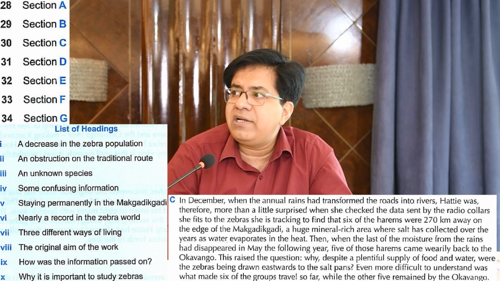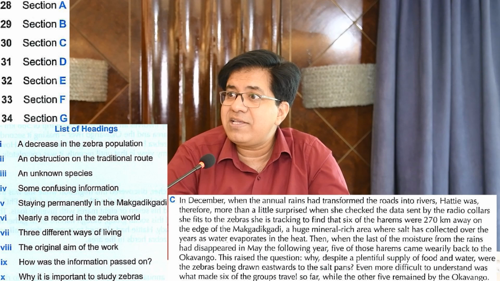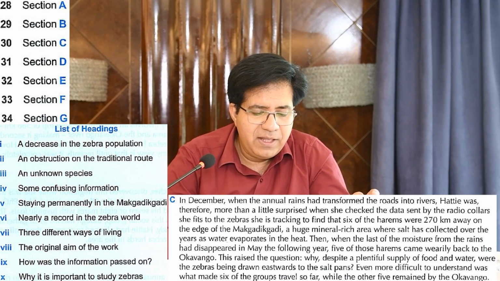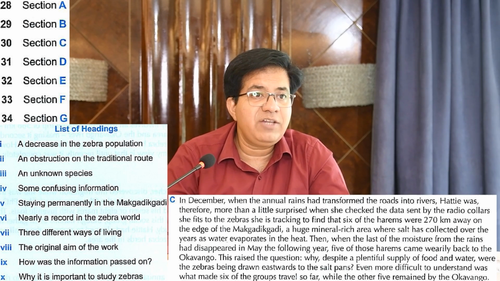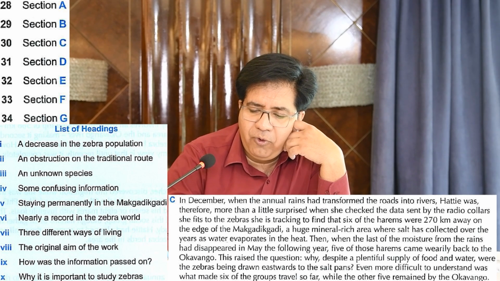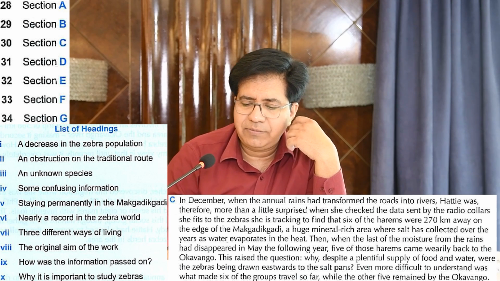Even more difficult to understand. Why? More difficult to understand. What does it mean? Confusing information. Go back and see which heading is it. Heading number 4, some confusing information. Got it? Why? Right? So heading number 4 will go with question number 30, section C.